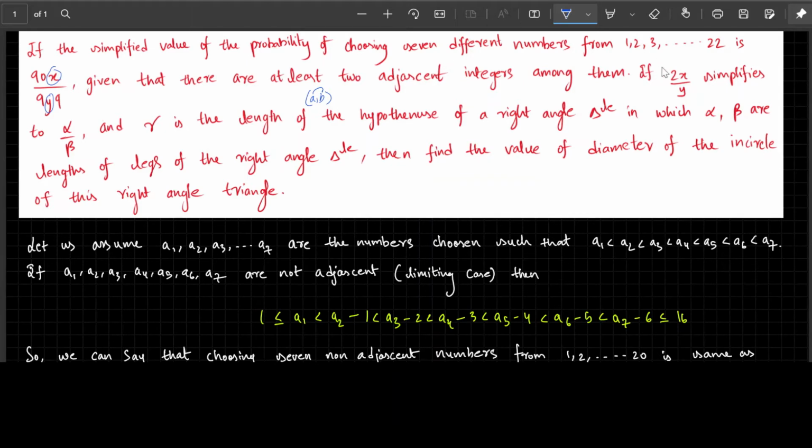Fine. And if 2x by y simplifies to alpha by beta, and gamma is the length of the hypotenuse of a right angle triangle in which alpha and beta are the lengths of the legs. So for example, if we construct a right angle triangle, then alpha and beta will be the legs, and they can even interchange, like this can be beta and this can be alpha. Fine, but the hypotenuse will be the same, isn't it? It will be gamma itself. Then find the value of the diameter of the incircle of this right angle triangle.